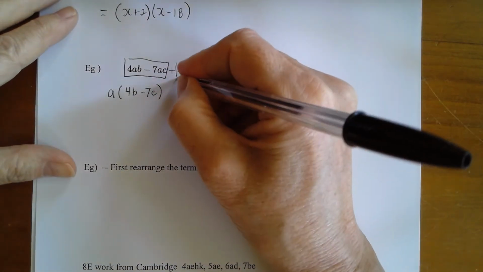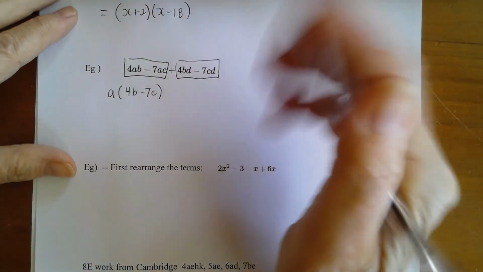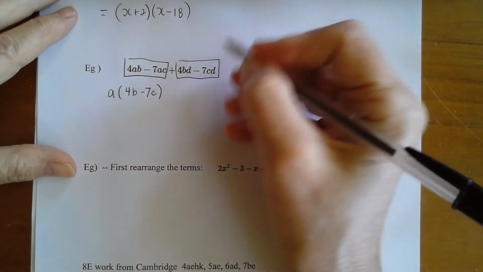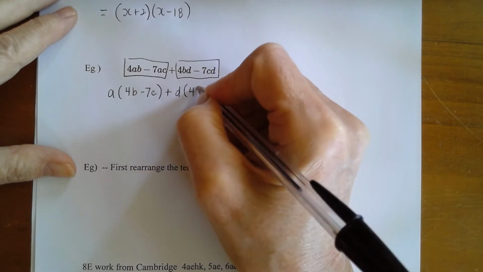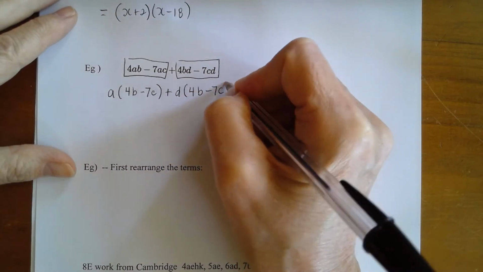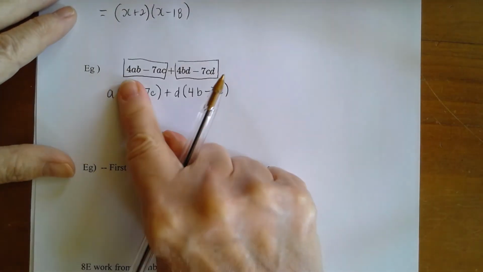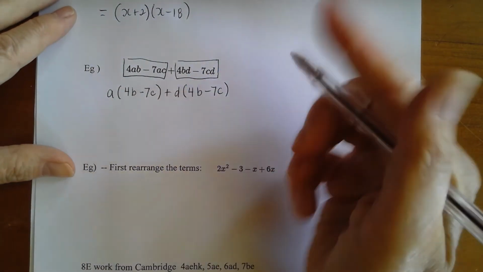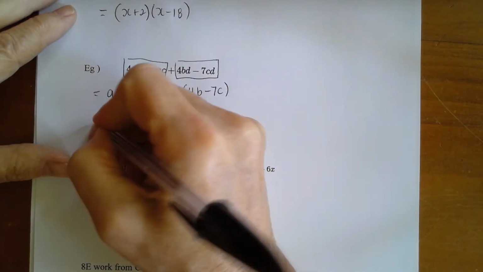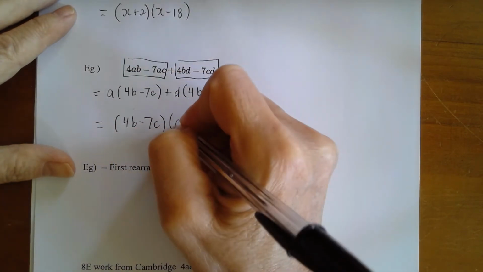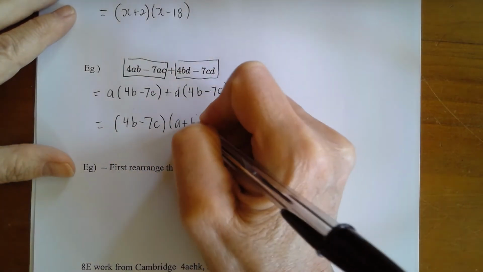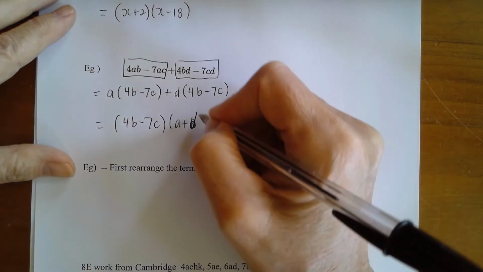And then I'm going to group these two. No negative there, so I don't have to take a negative out. And they have a d in common, 4b minus 7c. They have this common factor, binomial factor. So I write that down first. And then I write the leftover. Sorry, girls, it's a d.